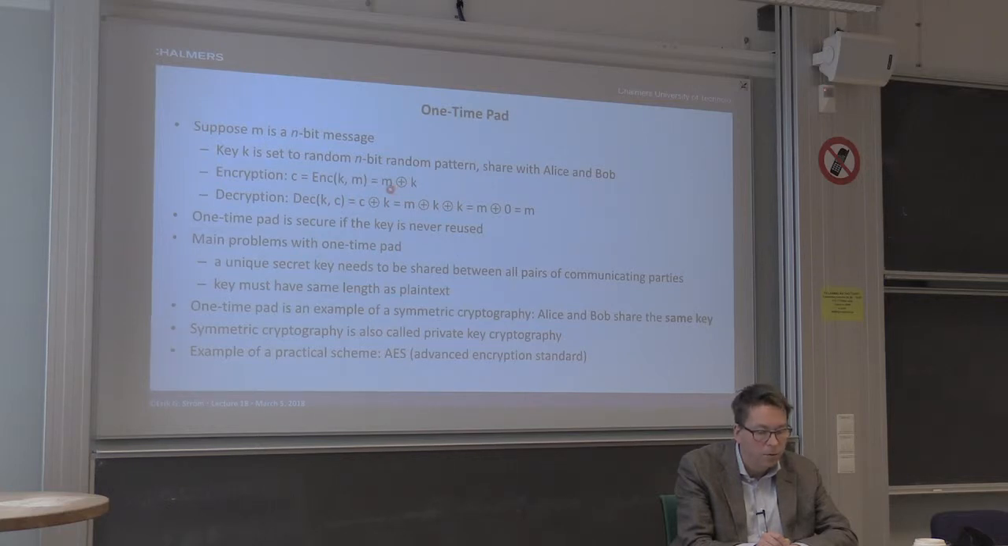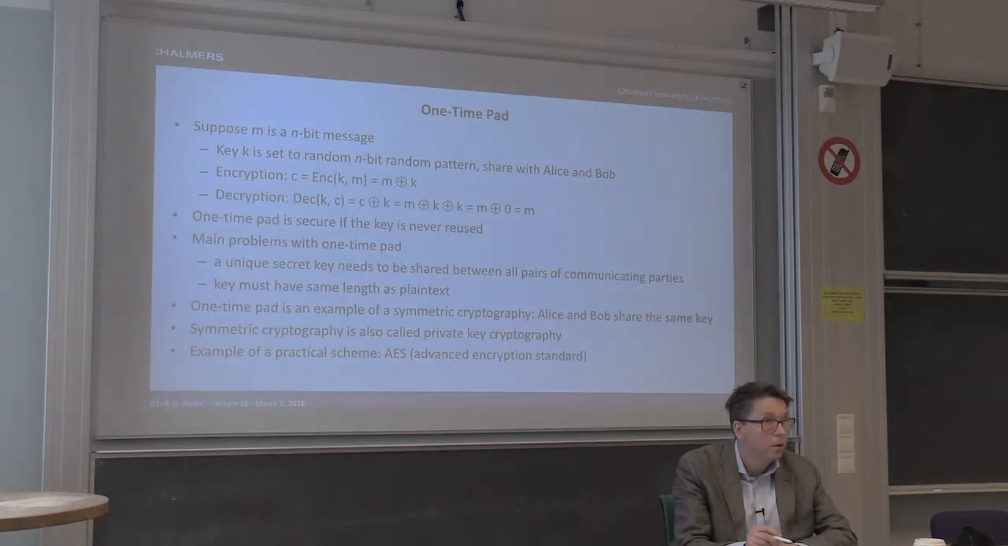The reason this is the case is that we select K to be a completely random bit sequence. Decryption is super simple. We just take C and XOR it with K. Why does this work? C is M plus K, so it's M plus K plus K. K plus K is 0, and M plus 0 is M. Voila. Very, very simple.